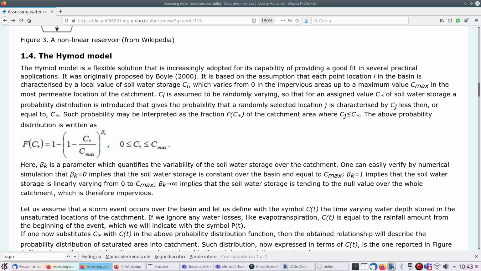The IMOD model removes this latter limitation. It still considers the catchment as a unique entity, so rainfall is still assumed to be uniformly distributed, but it allows the model to take into account spatial variability of storage within a lumped approach. So the catchment is still considered as a unique entity, but spatial variability is considered. This was a brilliant idea. And the way it is considered is through a statistical approach. I will describe the concept of the idea after the break, because I think it's better if we make the break now.